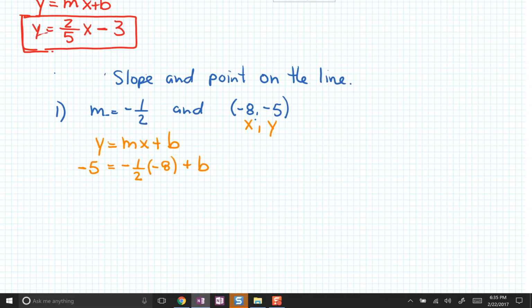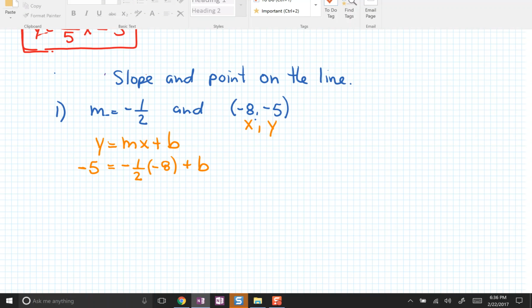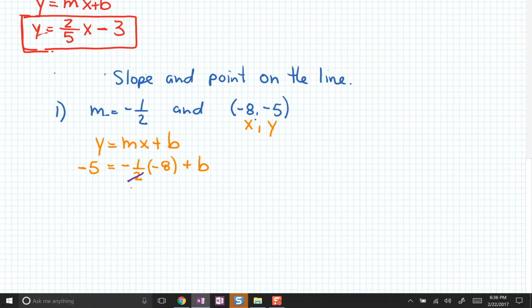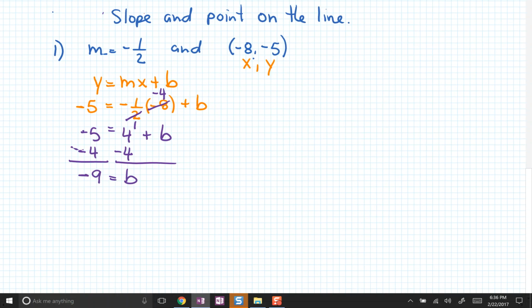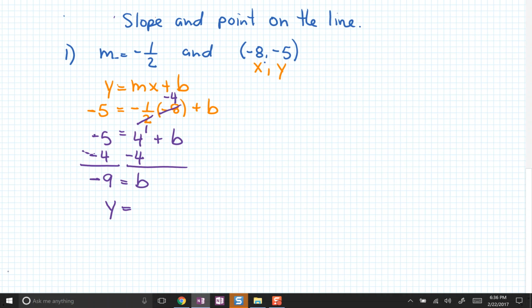So now we're going to multiply the -1/2 times the -8, and that gives me +4, because 2 goes into itself once, 2 goes into -8, -4 times, and a negative times a negative is a +4, plus b. Next, we're going to subtract 4 from both sides, and that gives me -9 equals b. So then our equation of the line becomes y equals, plug in the slope, -1/2 x, and plug in the y-intercept, -9.